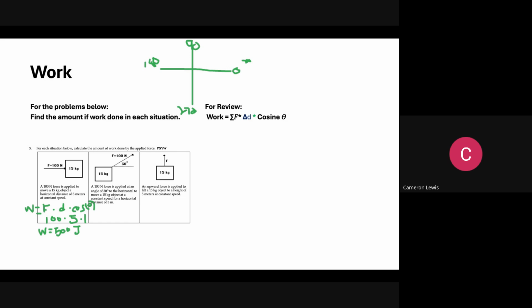For this one, we still have the same formula: work is equal to force times distance times the cosine of the angle. This one has the same 100 Newton force, but it's applied at an angle to the horizontal, and our object moves for 5 meters. So same thing, we have 100 over 5 meters, but this time the angle is 30.